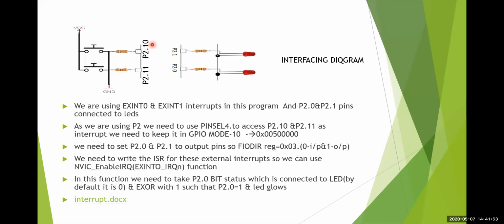So if I want to enable an interrupt, then this particular switch should be pressed, which will make the P2.10 status 1 and it will enable external interrupt 0. Similarly, if I want to enable external interrupt 1, then I'm going to press this particular switch and this interrupt will be enabled. According to the program, I'm having 2 LEDs here. One LED is connected to this interrupt's switch status, and this LED is connected to the other interrupt status.